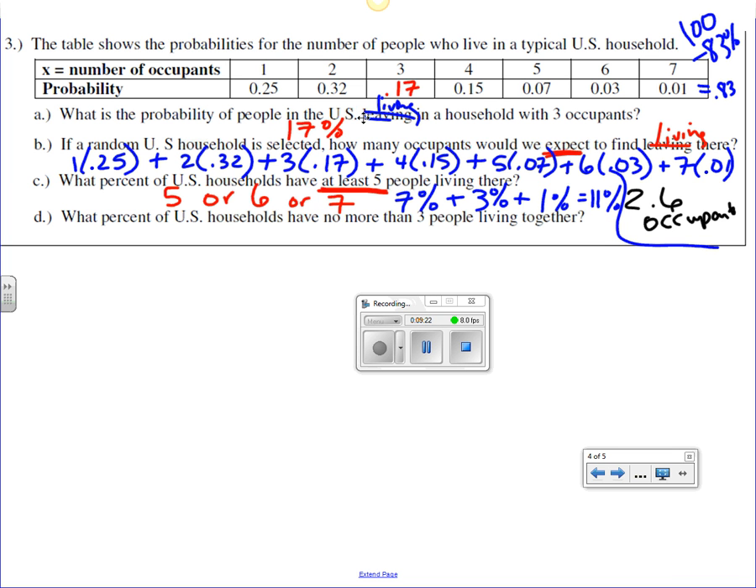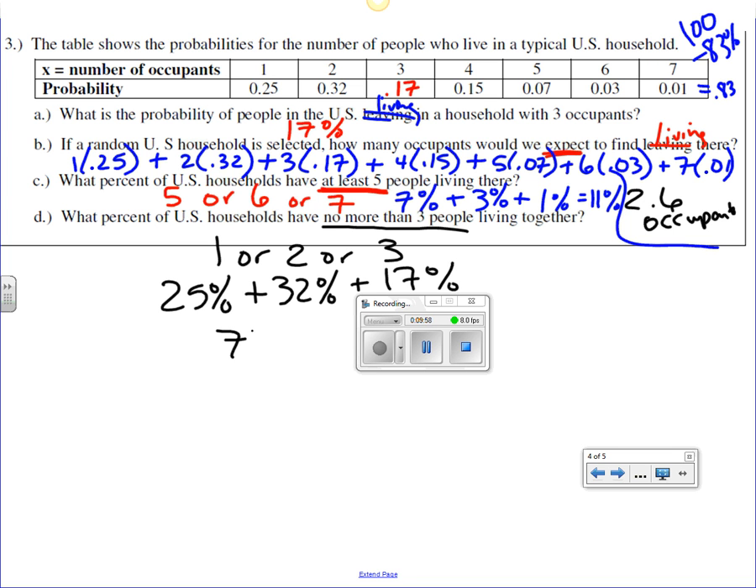All right, and last question. What percent of U.S. households have no more than 3? I always get tripped up on this one. No more than 3 means what? 3 or less. So in this particular problem, what would be our choices? 1 or 2 or 3. Okay? So what percent have 1 people in their house? 25%. Or means add. What percent have 2? And what percent have 3? Yeah. What is it? Anybody have a question?